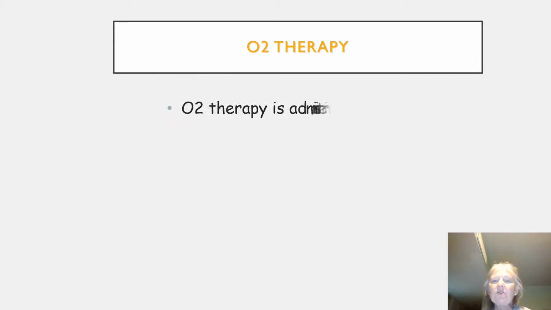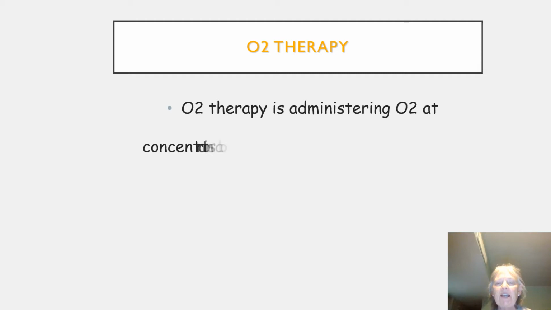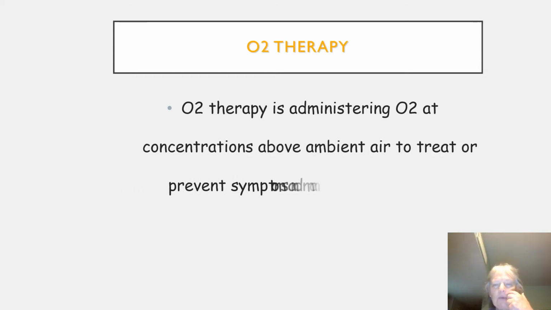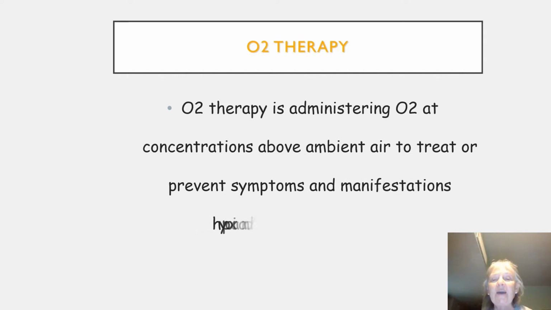So basically, when we talk about oxygen therapy, what we're asking is, what is oxygen therapy? Oxygen therapy is when we give you oxygen higher than ambient air. Remember, the amount of oxygen in air is approximately 21%. If we have you on 22% oxygen, you're receiving oxygen therapy, okay? So anything above the ambient air is what we're looking for at this particular point.